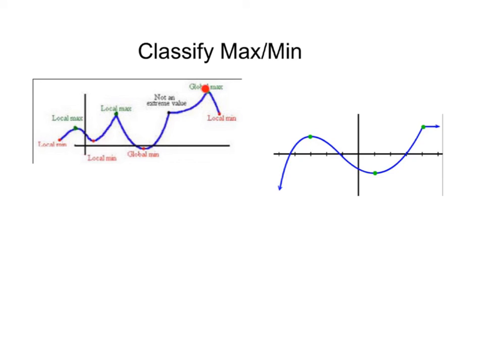Here's a global max, the tallest max, and it almost looks like it's another one of these cusps, and then a local min. Same deal here. This is a max, this is a local max, this is a local min, and this is not an extreme value, it's a corner. Okay.